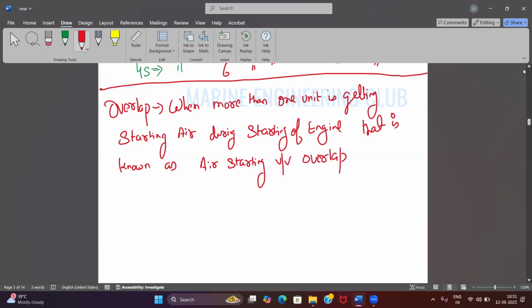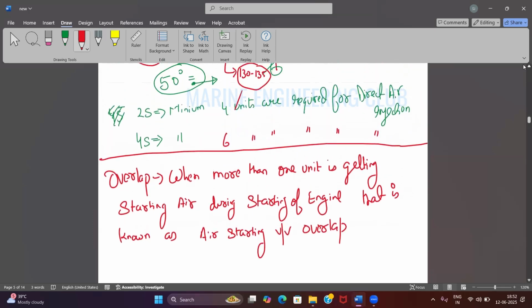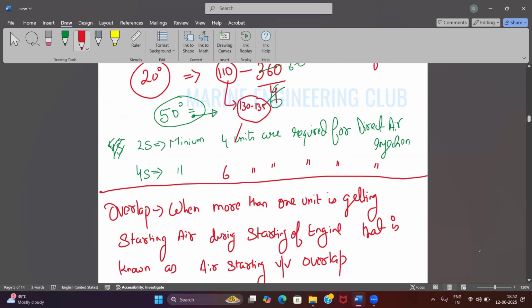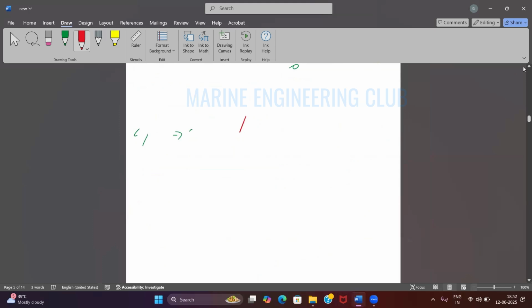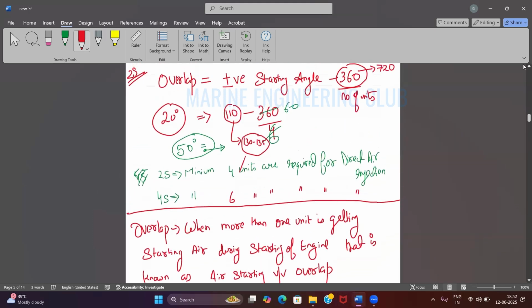And please note the formula from the top: positive starting angle minus 360 divided by number of units. This formula also sometimes they are asking in exams. Just give me a minute.